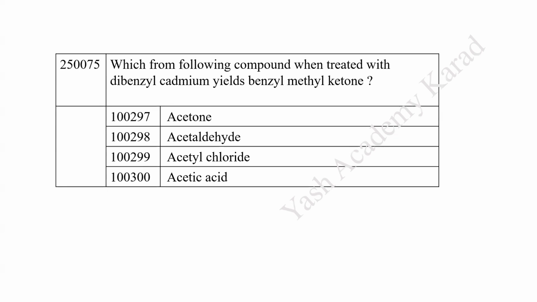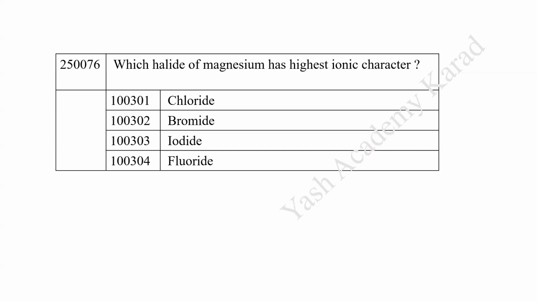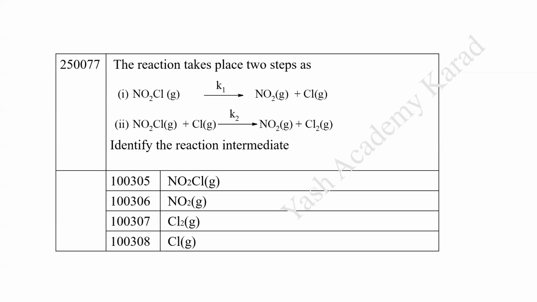Which from following compound when treated with dibenzyl cadmium yields benzyl methyl ketone? The correct answer is acetyl chloride. Which halide of magnesium has highest ionic character? Answer is magnesium fluoride. That is, the fluoride is the correct answer.